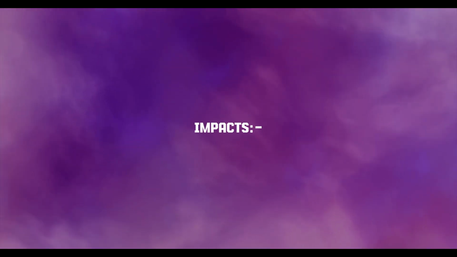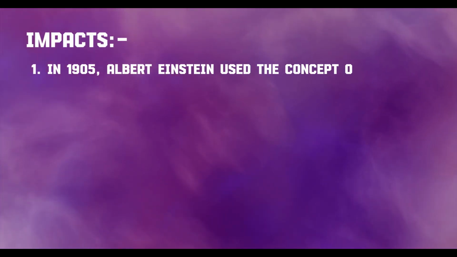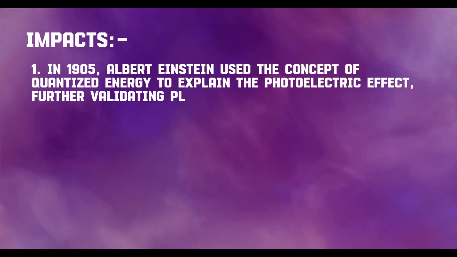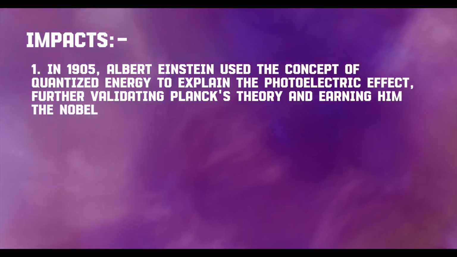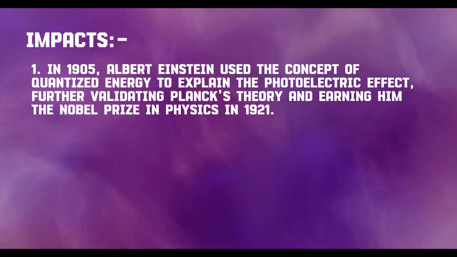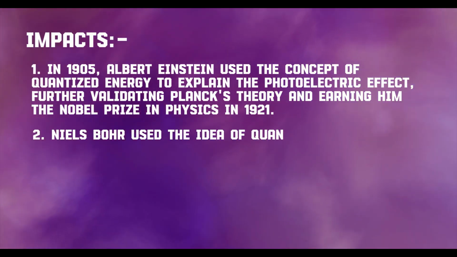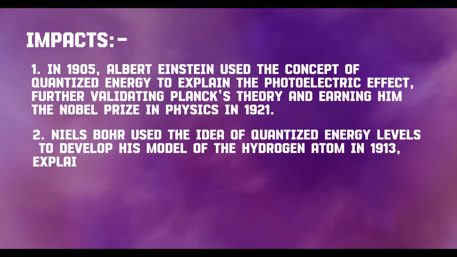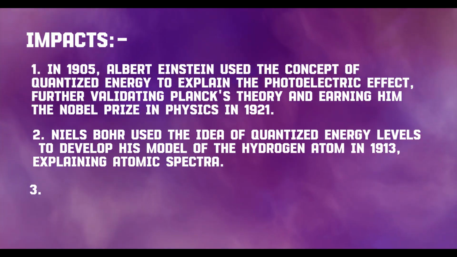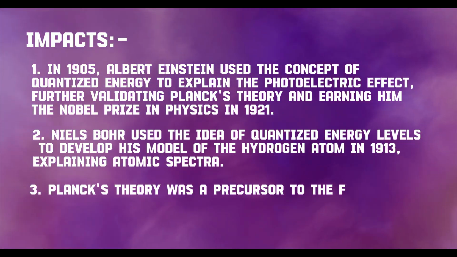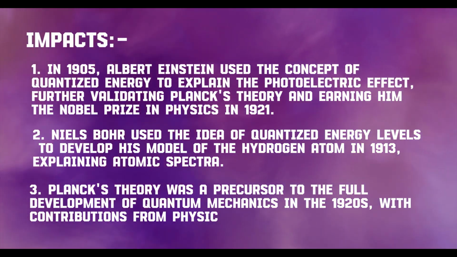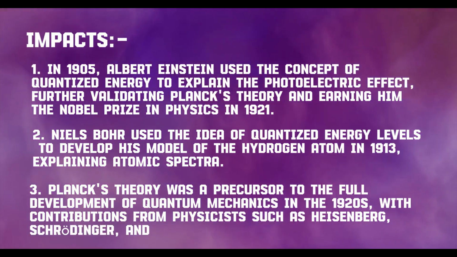What are the impacts of this theory on future theories? First, in 1905, Albert Einstein used the concept of quantized energy to explain the photoelectric effect, further validating Planck's theory and earning him the Nobel Prize in Physics in 1921. Second, Niels Bohr used the idea of quantized energy levels to develop his model of the hydrogen atom in 1913, explaining atomic spectra. Third, Planck's theory was a precursor to the full development of quantum mechanics in the 1920s, with contributions from physicists such as Heisenberg, Schrödinger, and Dirac.